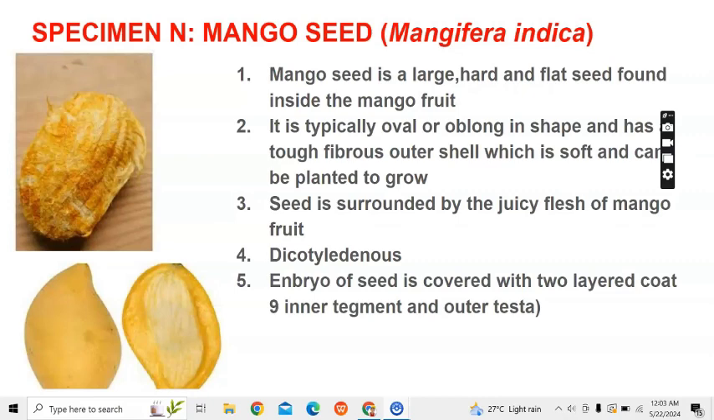The shape is typically oval or oblong, and it has a tough fibrous outer shell. The seed is surrounded by the juicy flesh of the mango. It is a dicotyledon. The embryo of the seed is covered with two-layer coats: the inner tegmen and the outer testa. So that is that about the mango seed.